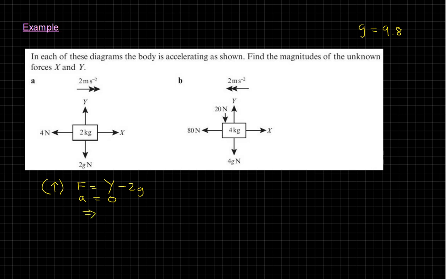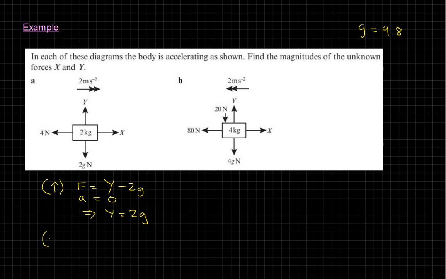Therefore, if we equate the two, Y minus 2g equals 0, then you just get straight out of that Y equals 2g. Which should be obvious really, because if I've got a force going up here, Y, and a force going down here, 2g, and the overall acceleration is 0, then the resultant force must be 0, and therefore they're equal. So Y must be equal to 2g. So that bit's done.